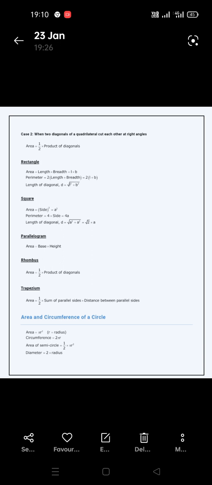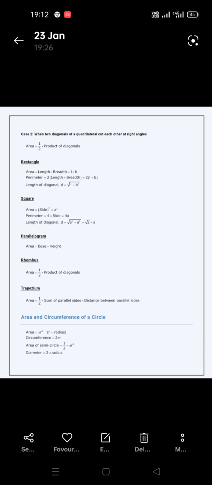Next is the rhombus. Rhombus is like a square. It is not a 3D figure. What is the area of a rhombus? It is 1 upon 2 multiplied by the product of its diagonals. Suppose the product of the diagonals is 4. So 1 upon 2 multiplied by 4, 2 twos are 4, so the area will be 2 centimeters.